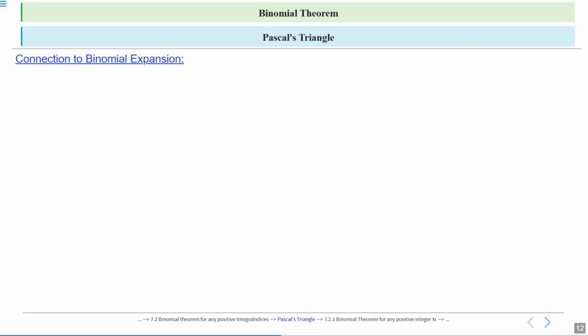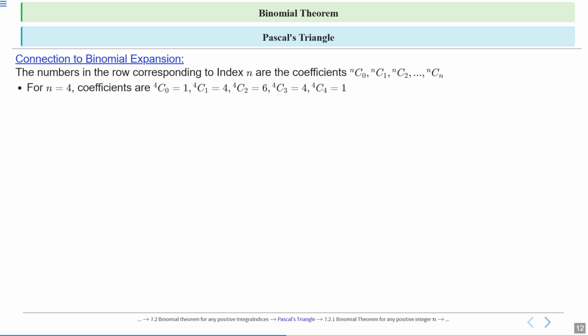Now, the connection to binomial expansion. The numbers in Pascal's triangle have a direct connection with binomial expansion. The numbers in the row corresponding to index n are the coefficients nC0, nC1, nC2, and so on up to nCn. For example, when n equals 4, the coefficients are 4C0, that is 1, then 4C1, that is 4, 4C2, that is 6, 4C3, that is 4, and 4C4, that is 1.